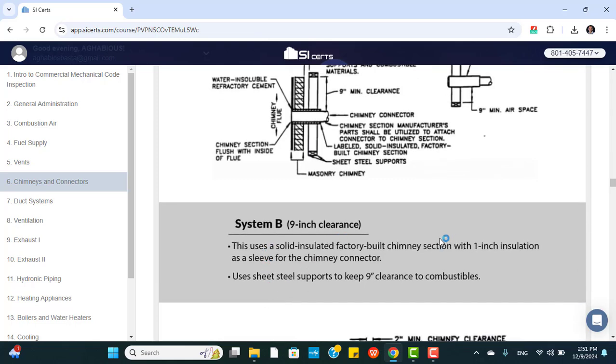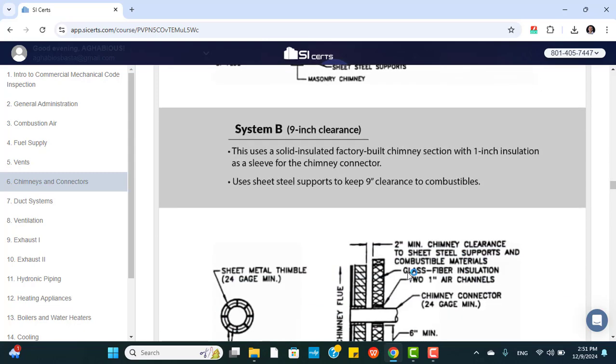System B, 9-inch clearance. This uses a solid insulated factory-built chimney section with 1-inch insulation as a sleeve for the chimney connector. Uses sheet steel support to keep 9-inch clearance to combustible.